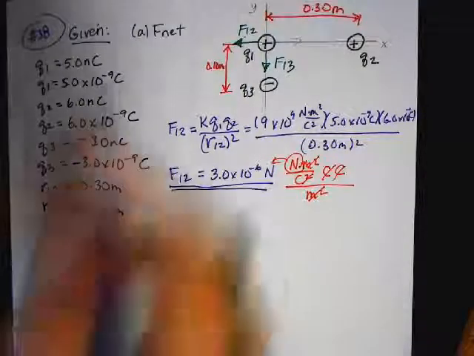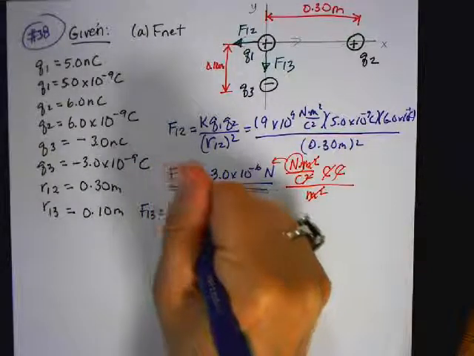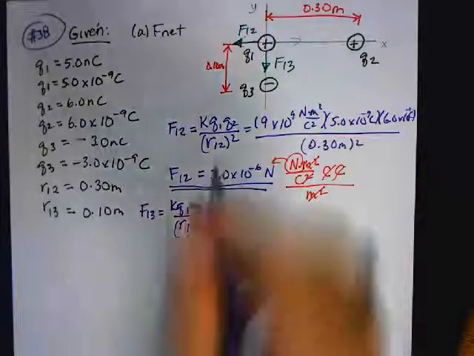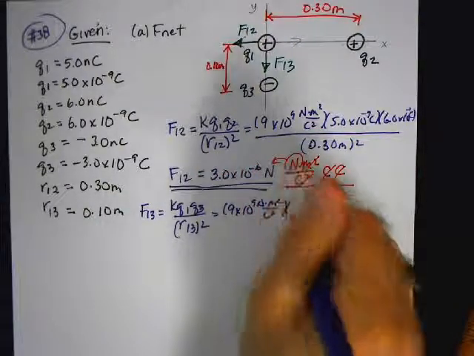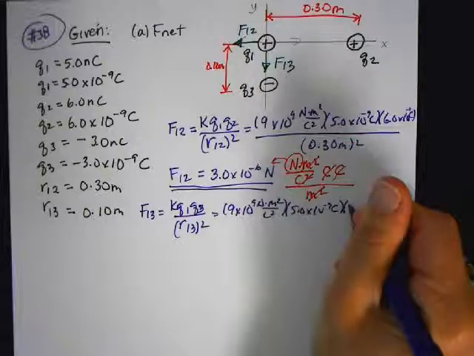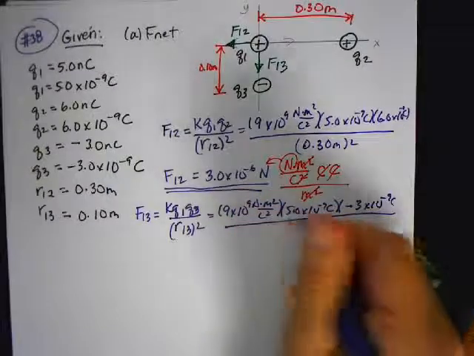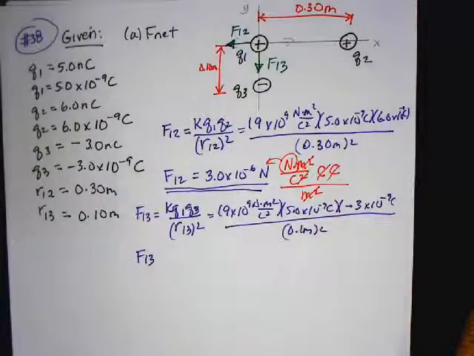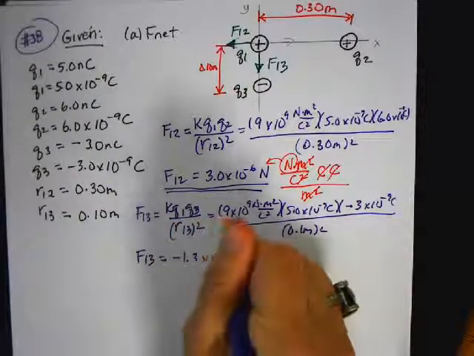All right, now we have to find F13. So F13 is going to be K Q1 Q3 over R13 squared. So that's equal to 9 times 10 to the 9 newton meter squared per coulomb squared times Q1, which is 5 times 10 to the negative 9 coulombs, times Q3, which is negative 3 times 10 to the negative 9 coulombs, all over 0.1 meters squared. And when we do all that, F13 comes out to be negative 1.3 times 10 to the negative 5 newtons.